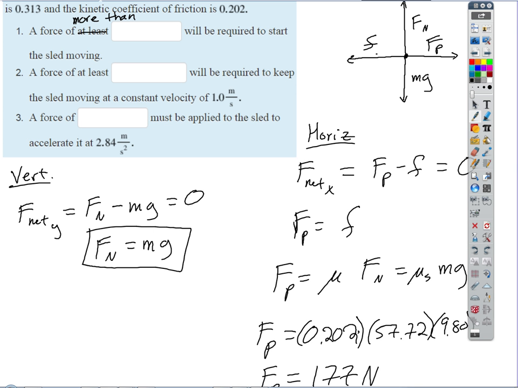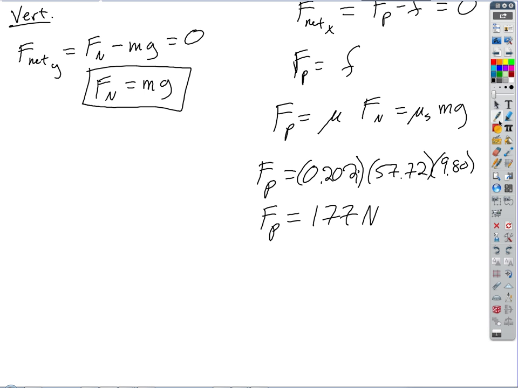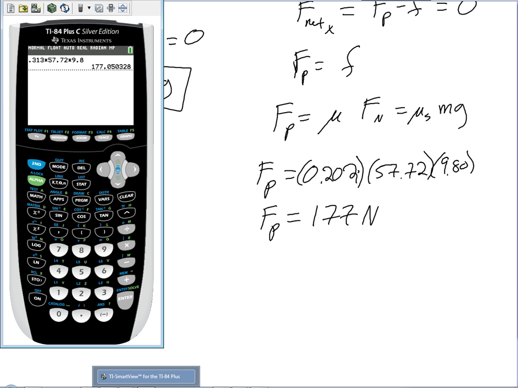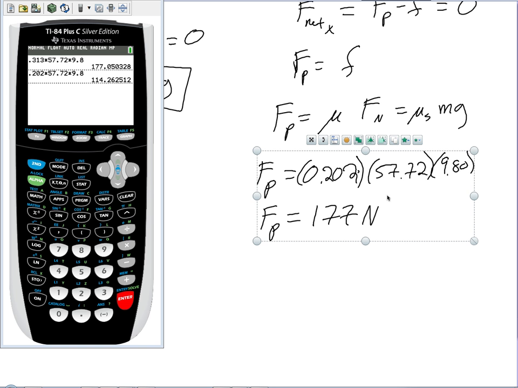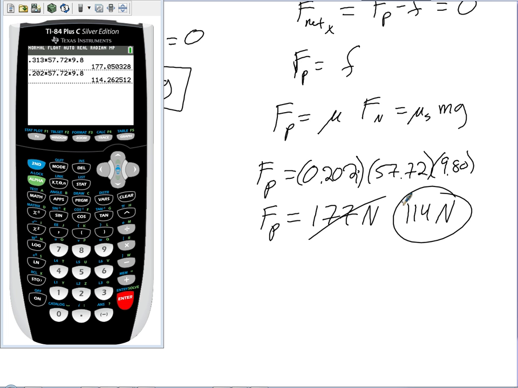Horizontally, pulling force is equal to frictional force, and so what do we get when we plug that in? Let's go back up to this calculation. If I hit second left, it scoots me all the way over. You know that trick? And then we get 202, enter. So 114. Okay, 114. And now let's look at part 3.